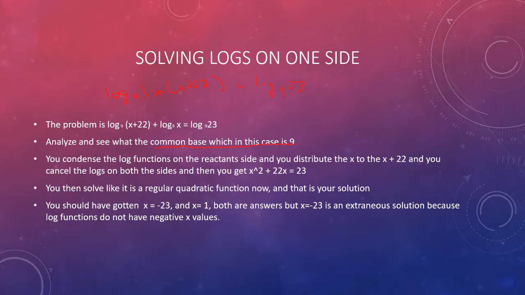And then you would distribute the x to each of the terms after that. And then you get x to the second power plus 22x equals 23. And if you pay attention to the last unit, you would understand that this is a quadratic function. And you basically solve it like a regular quadratic, and you would get x equals -23 and x equals 1. So in this case, x equals -23 is an extraneous solution because log functions don't accept negative x values.